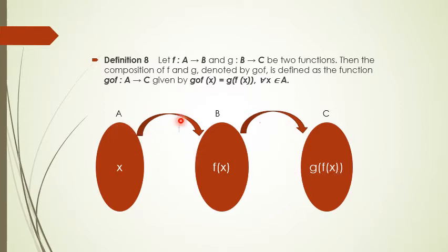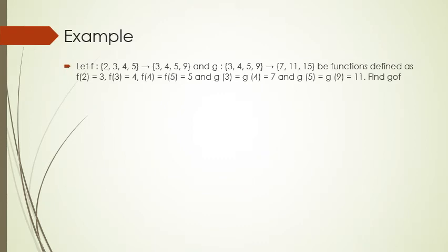Here, f is from A to B, g is from B to C, and g of f, the composition of f and g, is from A to C. That is, x is mapped to g of f of x by the function g of f, the composition of functions. I think now you are clear about what is composition of functions. Here is an example. Then it will be more clear to you.